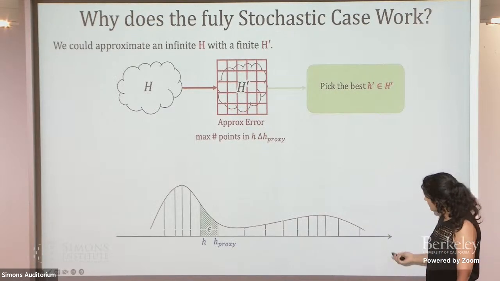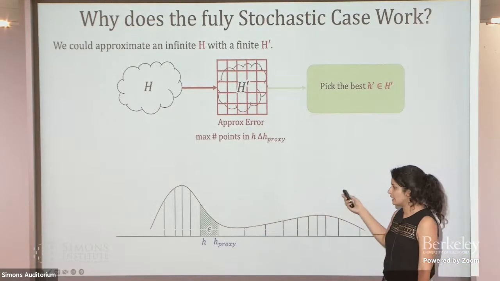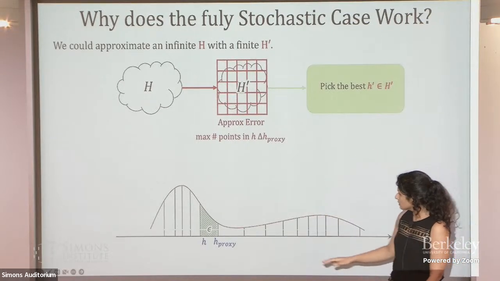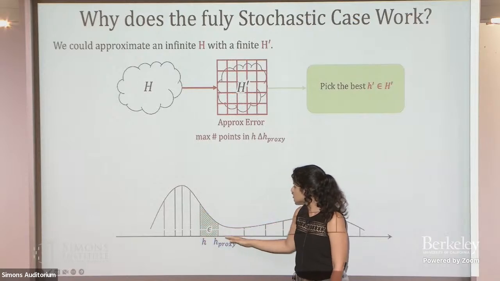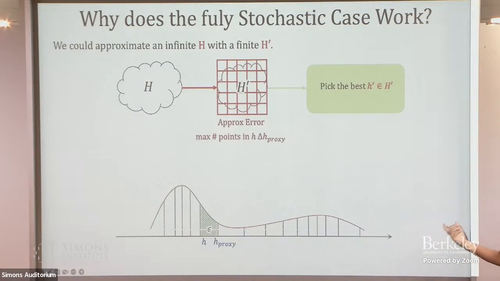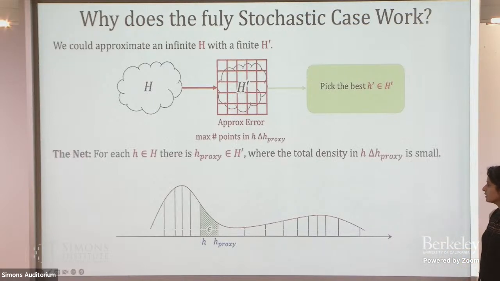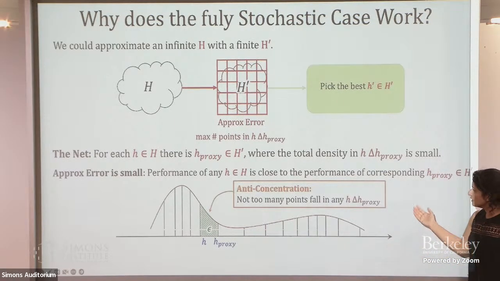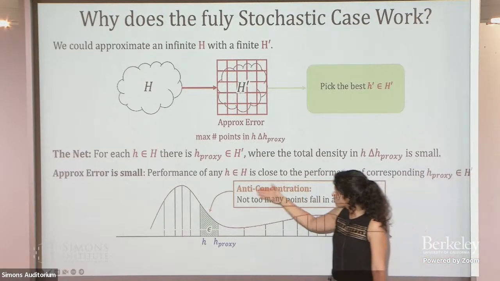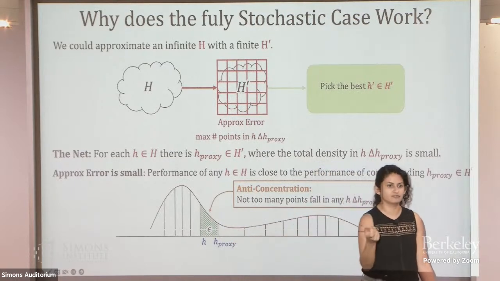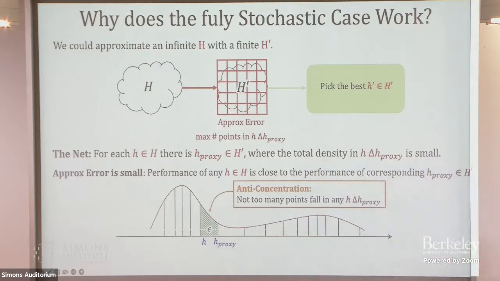What does this look like? If this was a distribution of the instances that were stochastically arriving, I could only consider functions at an epsilon granularity, this epsilon being the amount of distribution under my curve. And then each function is pretty close to its proxy. What that means is that no distribution can put too many of its points into any of these gaps, because these gaps are by definition a small part of the distribution.